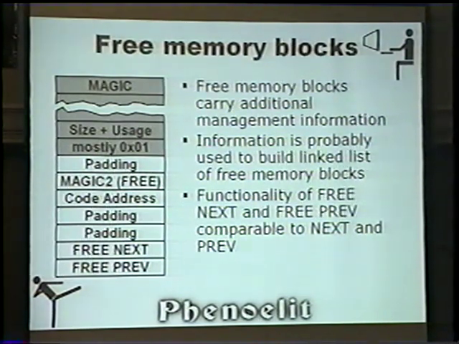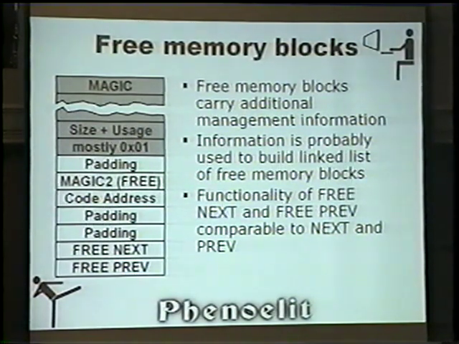So let's look at the free memory blocks. A free memory block has, on top of all that overhead we already saw, consisting of 40 bytes overhead for a single byte allocated, more memory management stuff in here. It has some padding here that actually used to have some meaning. You have a second magic, a kind of free magic, that says this block is free. You have yet another address, which is pointing to the place that freed this block. Padding, more padding. Then you have a free next and a free previous.